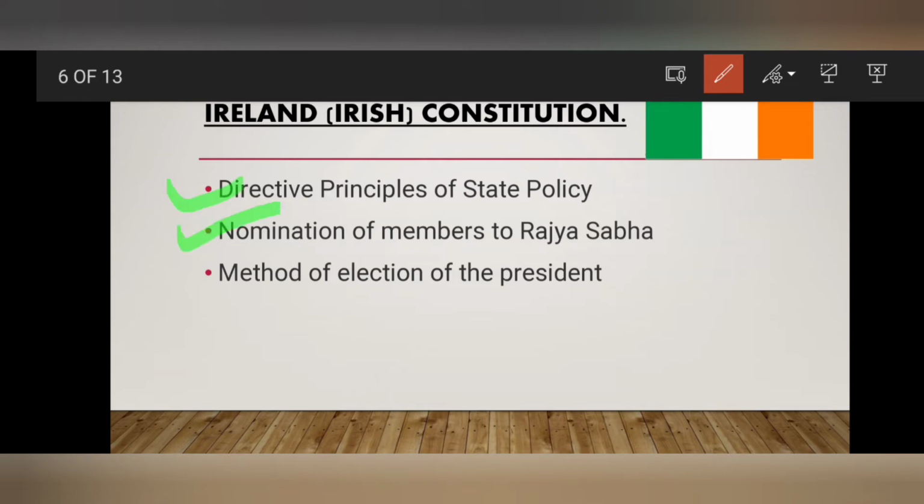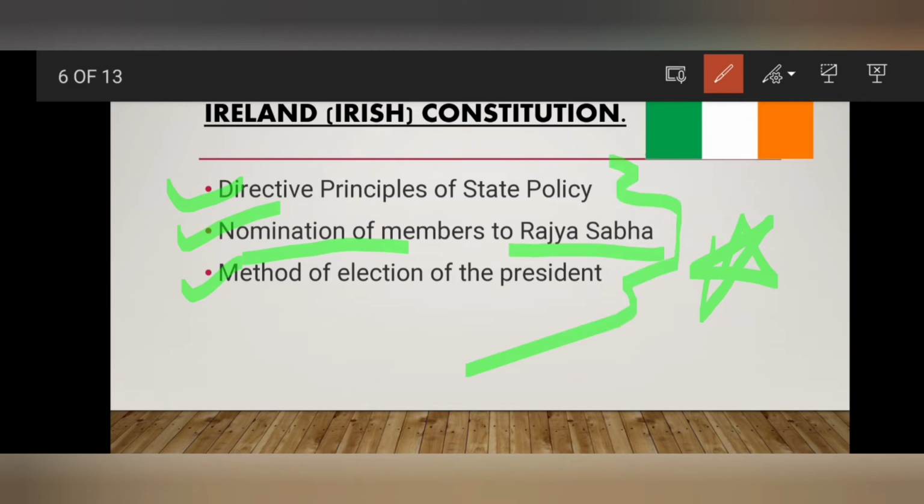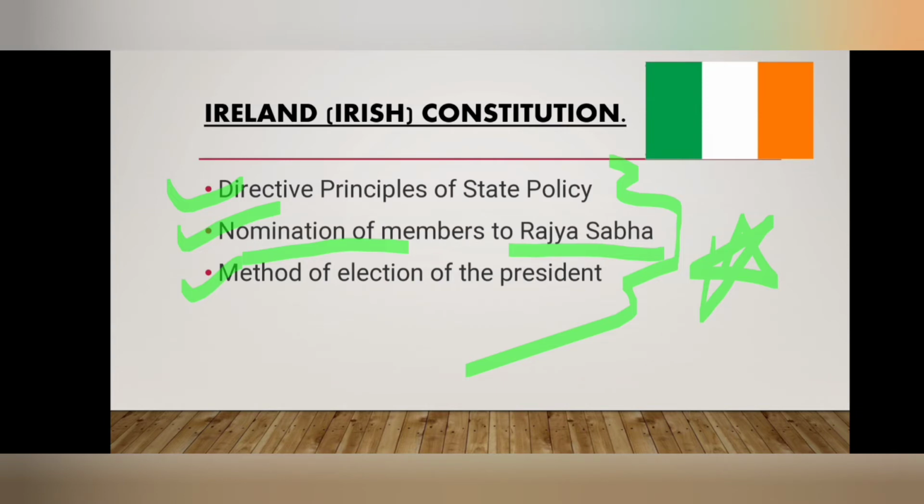Nomination of Rajya Sabha members, the nominating of Rajya Sabha members, that was also taken from Ireland. And method of election of the President. So the Irish constitution is a much important one, because from this constitution some of the important points are being taken by our Indian constitution.